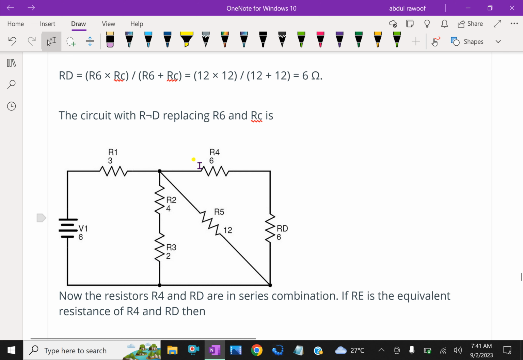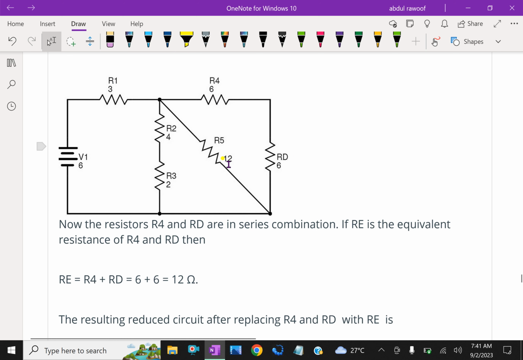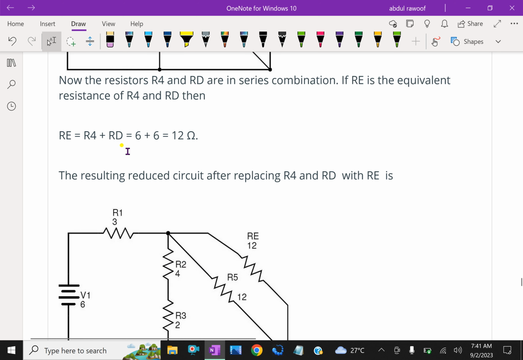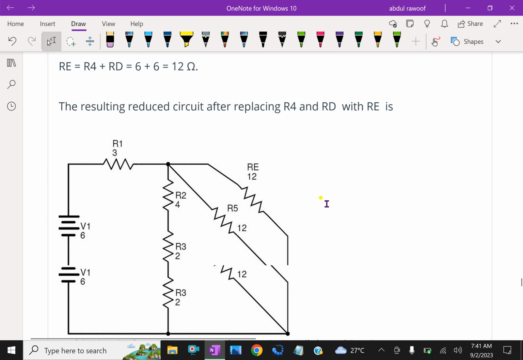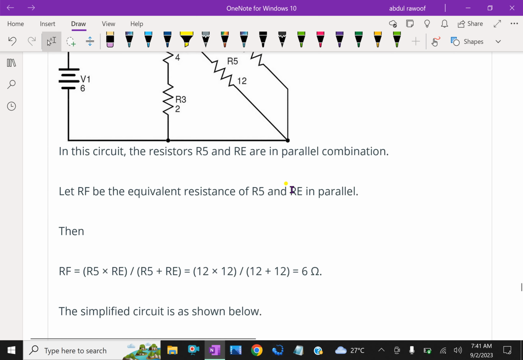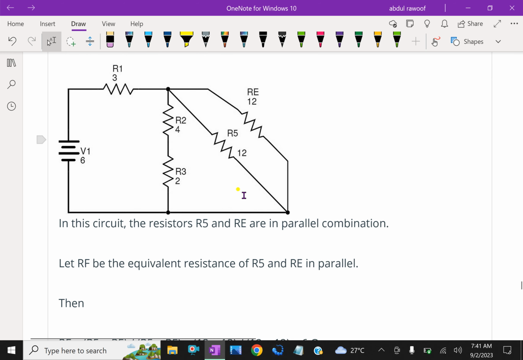Now this 6 and this 6 are series, so it becomes 12 ohm. That 12 ohm is parallel to this 12 ohm. The resulting circuit becomes like here, this becomes 12. This 12 and 12 are parallel, so that becomes RF, suppose R5 into RE over R5 plus RE becomes 6 ohm.